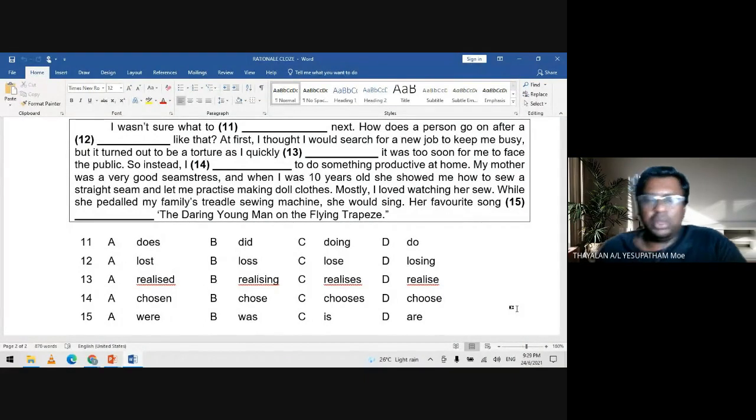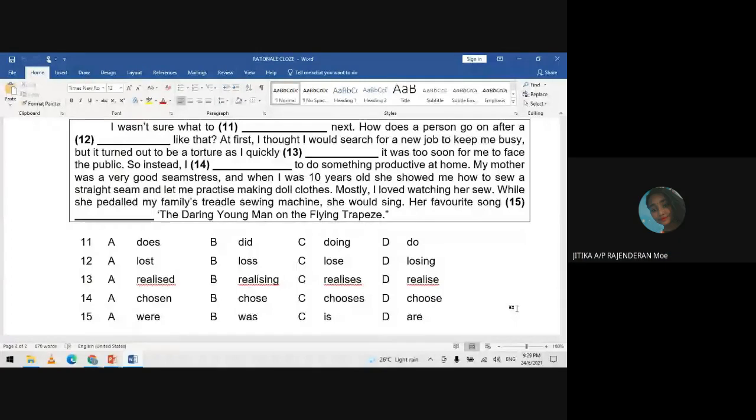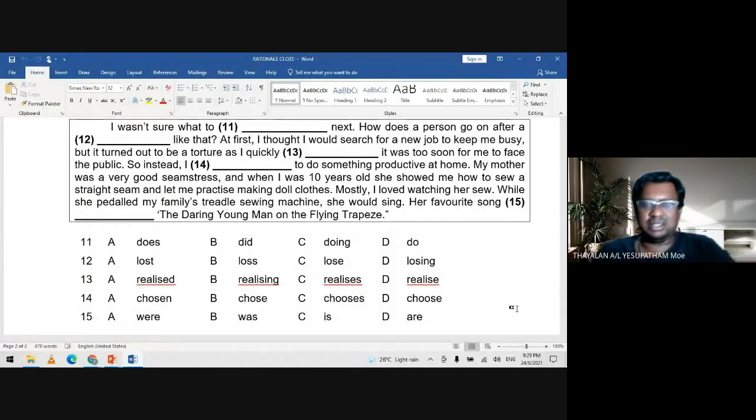What to... okay, after the word "to," it has to be a root word. Remember this rule. After the word "to" is being used, the following word must be a root word. "I wasn't sure what to do next." Excellent.